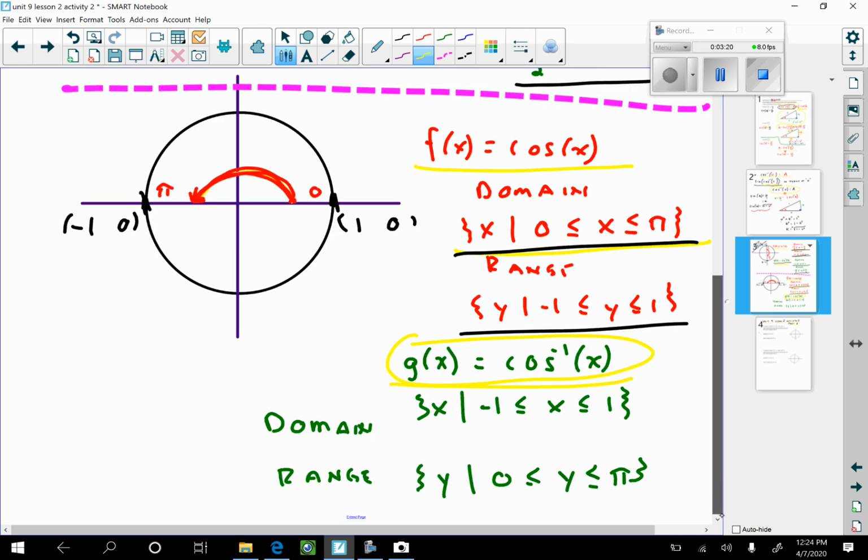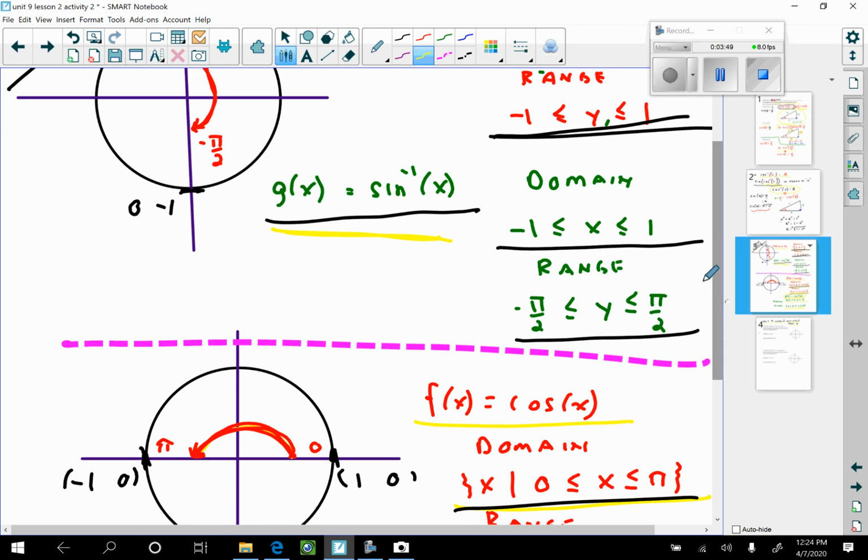As we do on all inverse functions, the domain of the original becomes the range, and the range of the original becomes the domain of the inverse. This is the part we're going to use later on today. The domain of inverse cosine is -1 to 1. The range of inverse cosine is between 0 and pi. Those are the only outputs of inverse cosine. The only outputs of inverse sine are going to be between negative pi over 2 and pi over 2. I think that gives us enough information to start on our problem.